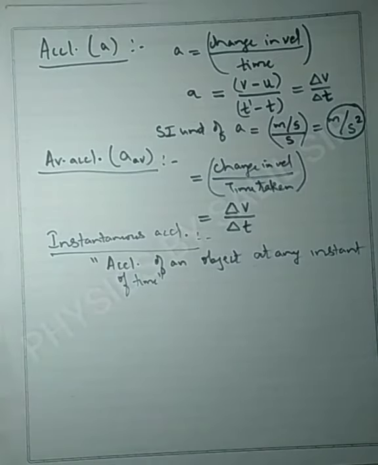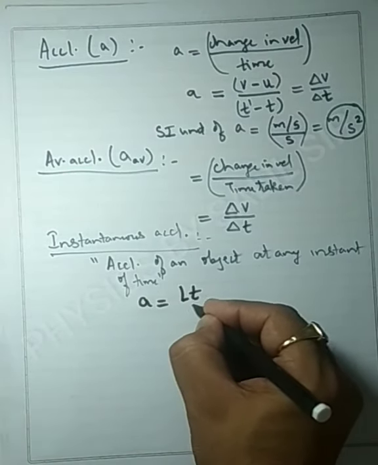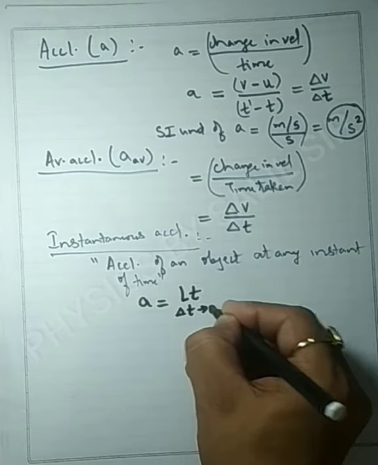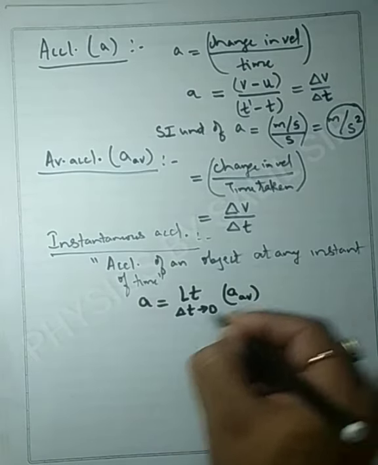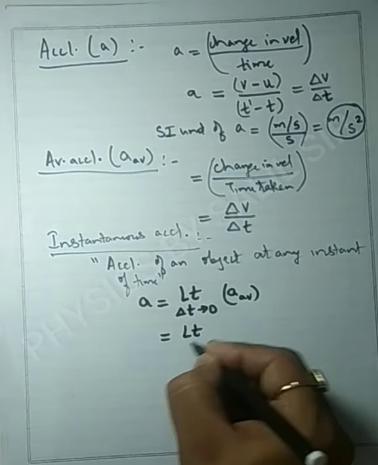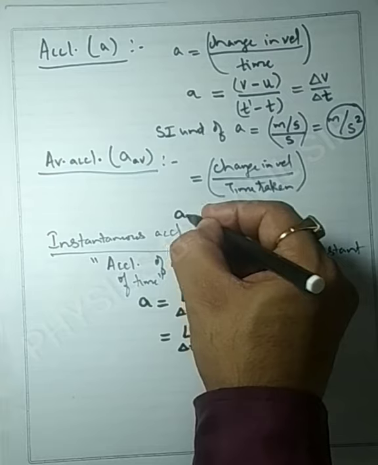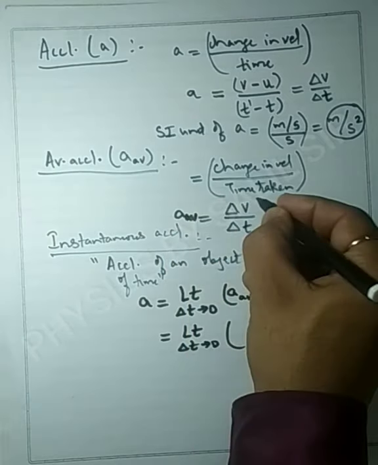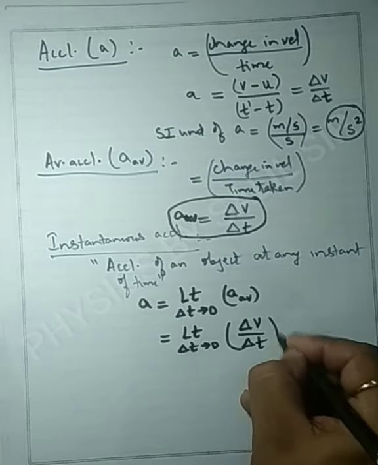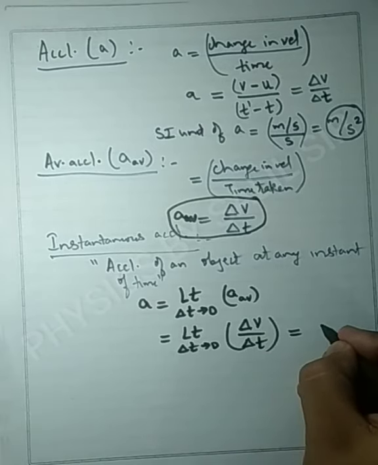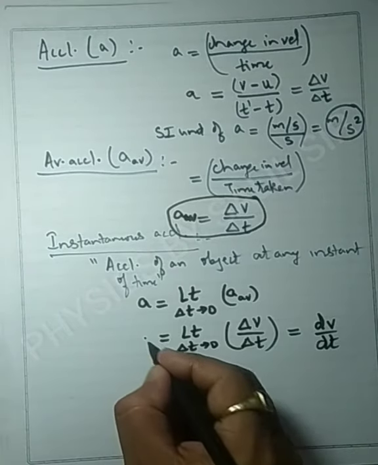a, and a is equal to limit delta t tends to 0, a average. Means delta t tends to 0, and in place of a average we can write delta v upon delta t. So this is delta v upon delta t, or we can write it as dv upon dt to show the instantaneous acceleration.